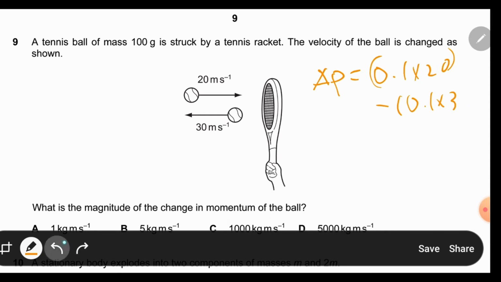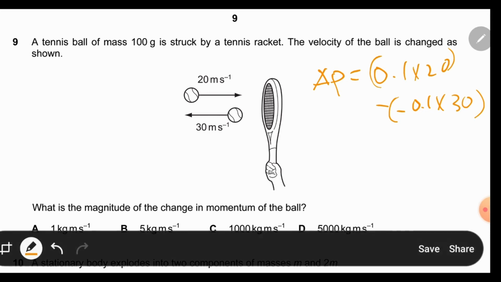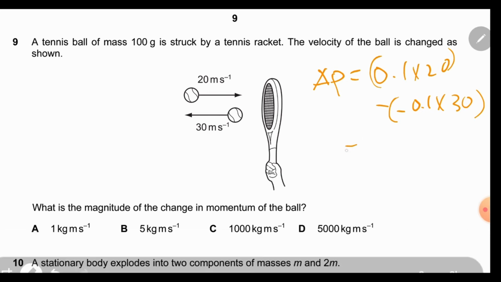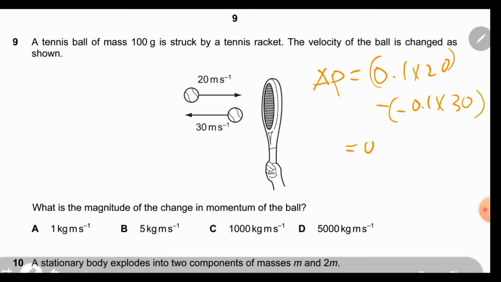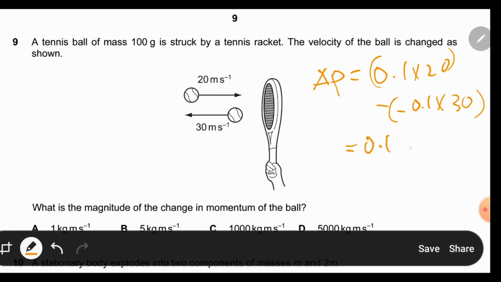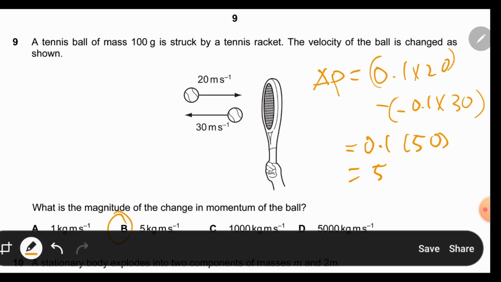So what I will do is, maybe I'll write it in front here. Negative 0.1 times 30. So why is there this negative here? Because it is in the opposite direction. So in the end, you can factorize out the 0.1, and then 20 minus negative 30 is plus, so therefore it is 50. So therefore you will get 5. So the answer will be 5 kilogram meter per second.